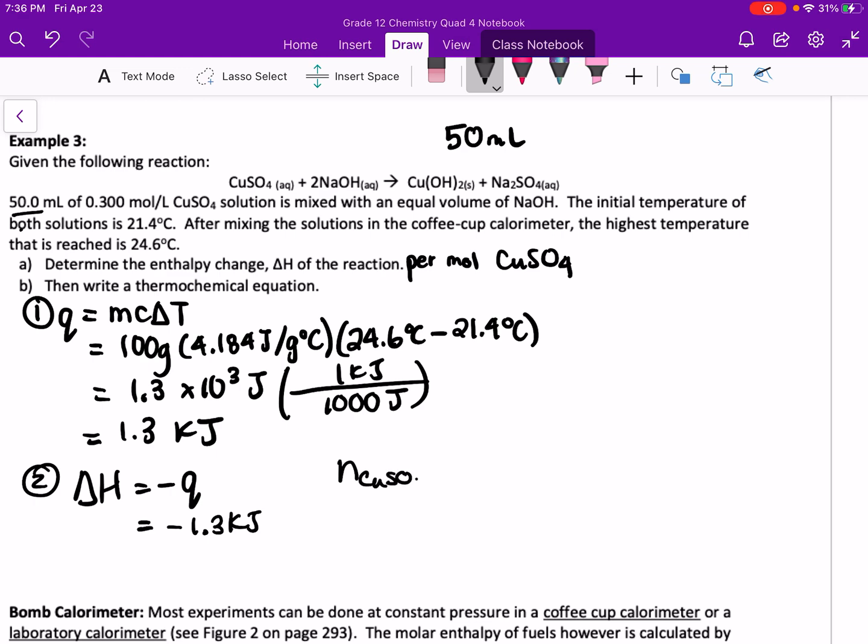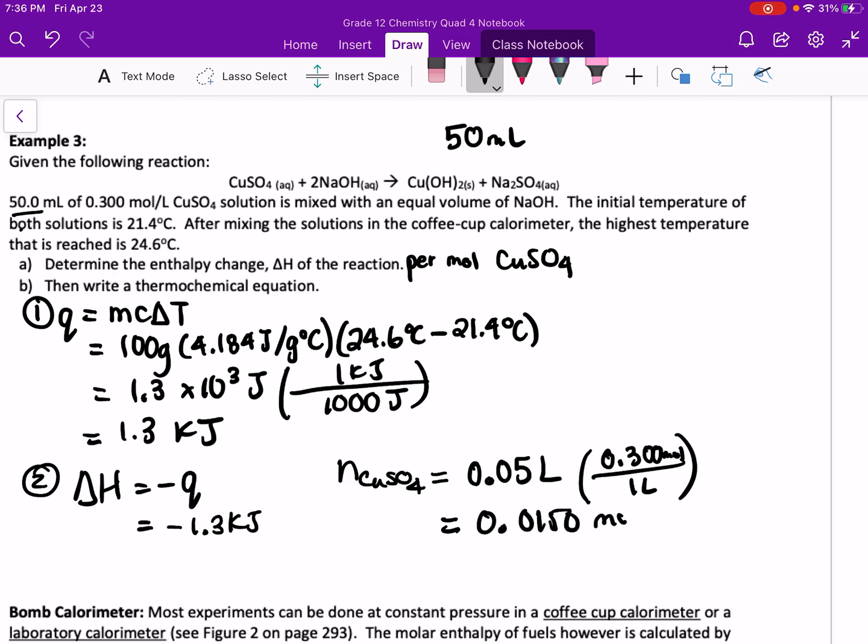And from grade 11, we learned that moles is equal to our concentration times our volume. So we have 0.05 liters of copper sulfate, and we have a concentration of 0.3 moles per 1 liter of copper sulfate. This gives us a total amount of moles of 0.0150 moles.